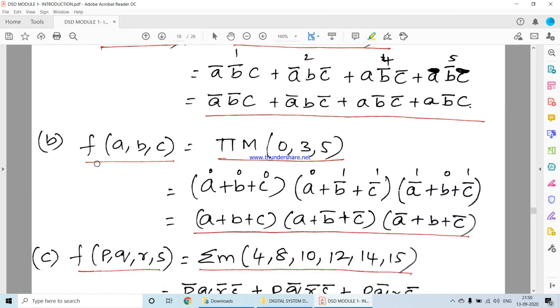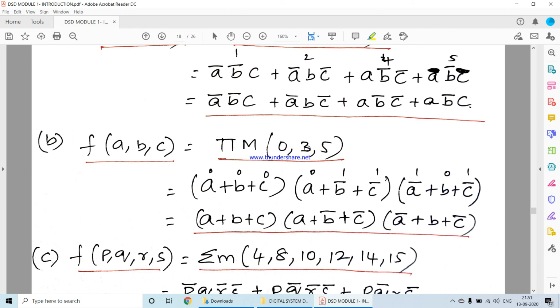Coming to representing maxterm now. F of a, b, c equals pi m of 0, 3, 5. Now here 0 is the normal form, 1 is the complemented form. If I want to write 0, what will I write? A plus b plus c, when a is 0, b is 0, c is 0. A plus b plus c is equivalent to 0.